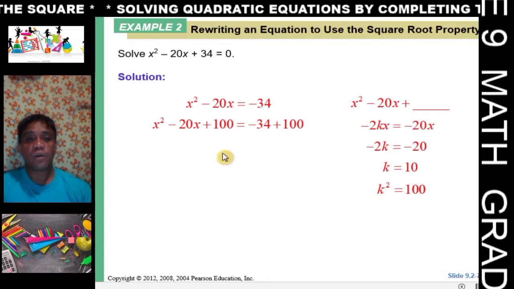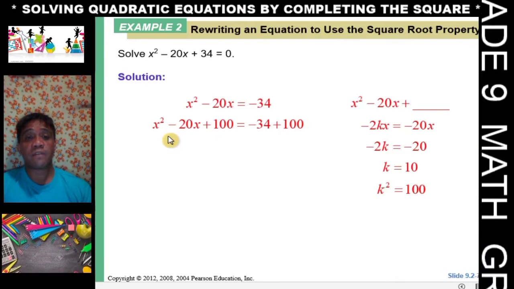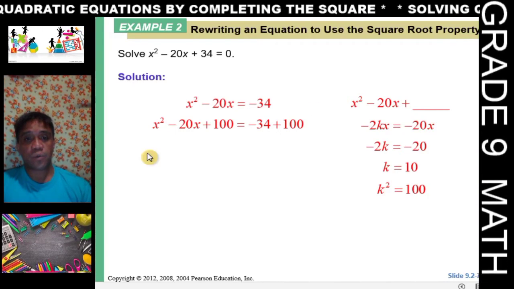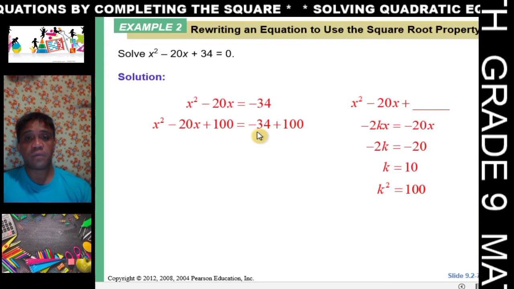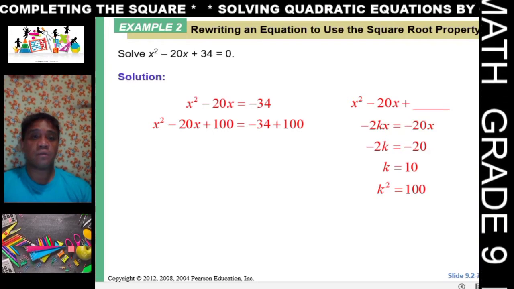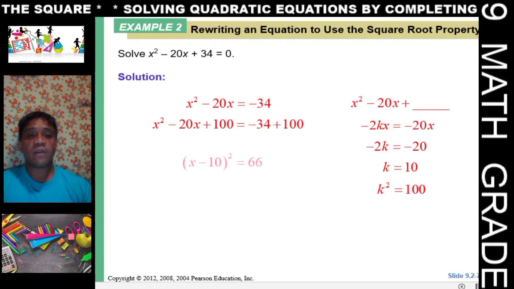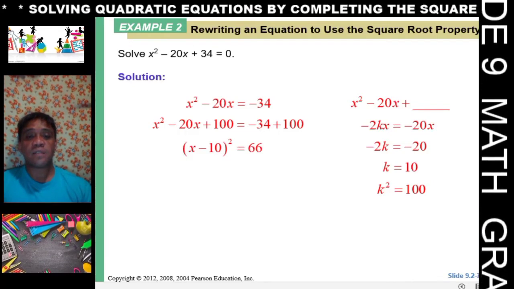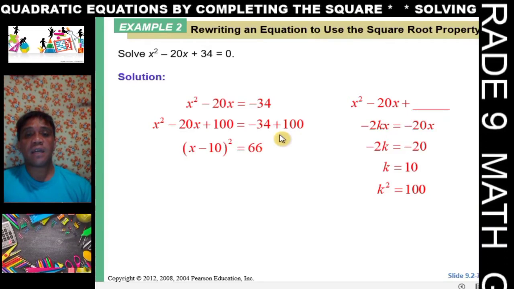From here, we're going to add both sides by 100. So we have now a perfect square trinomial on the left side of the equation. We have x squared minus 20x plus 100 is equal to negative 34 plus 100. So for the next step, the factor of the left side of the equation is quantity x minus 10 quantity squared is equal to 66, because negative 34 plus 100 is 66.